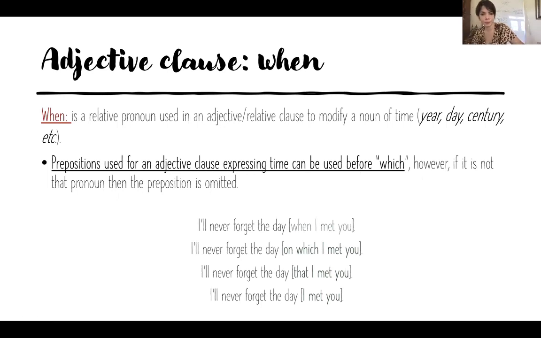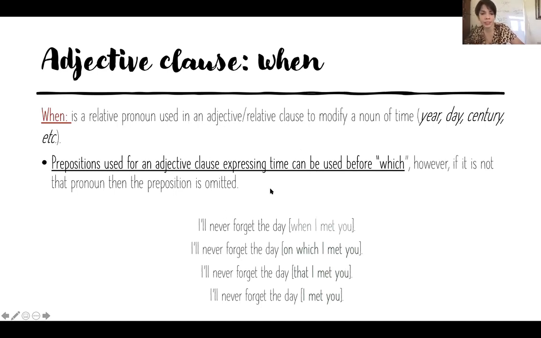So let's read that bit again. Prepositions in an adjective clause expressing time can be used before which. So we can say to which, at which, in which. However, if it's not which, then we don't combine the pronoun with that preposition.